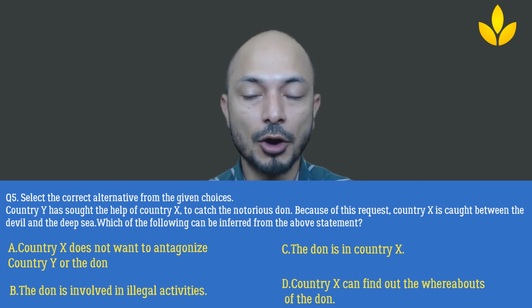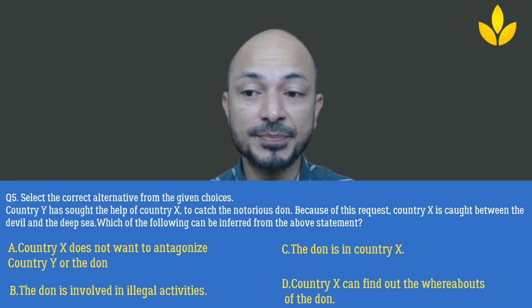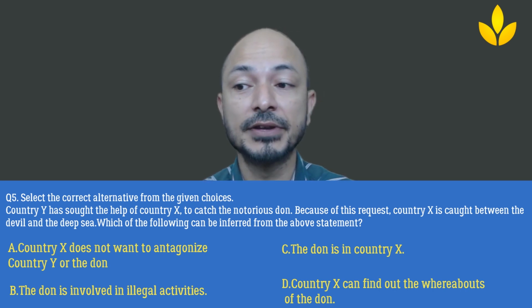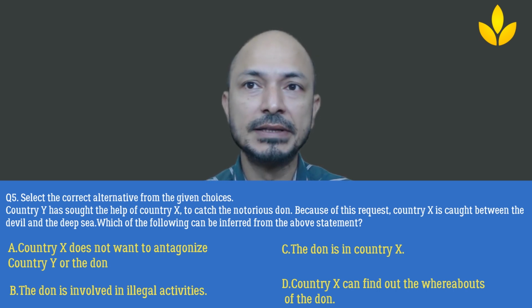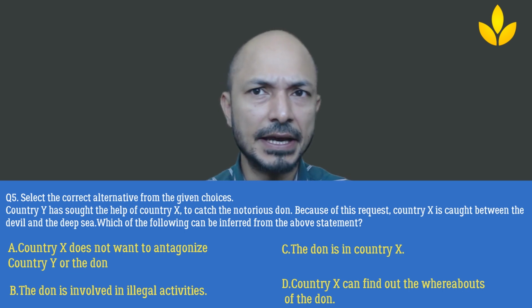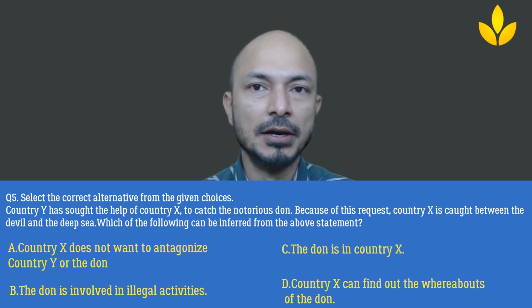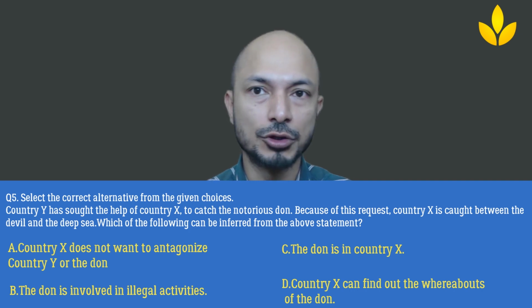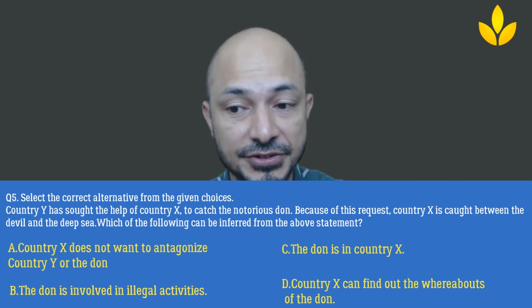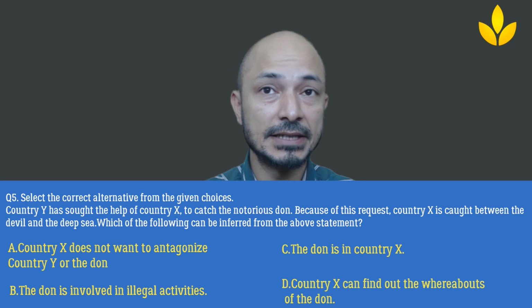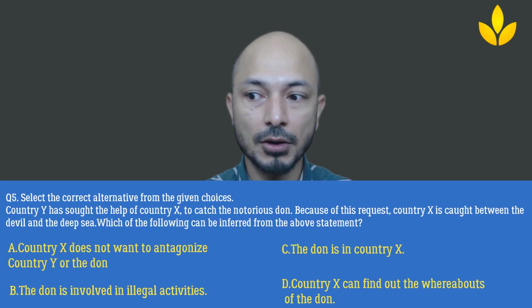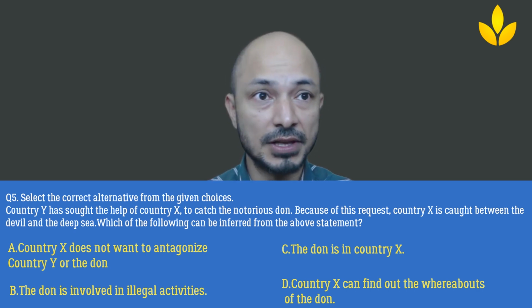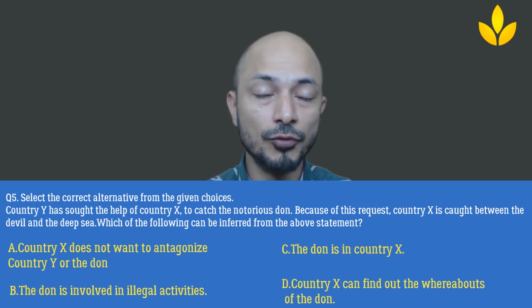We come to option A, which says country X does not want to antagonize country Y or the Don, which is possible because the last line in the paragraph reads, country X is caught between the devil and the deep sea. This is an idiom which suggests there are two evils and you're caught between both of them. It's very hard to choose in that kind of position. So I think option A makes sense because it doesn't want to antagonize country Y or the Don, caught between the devil and the deep sea. We keep it at this and move on to option B.